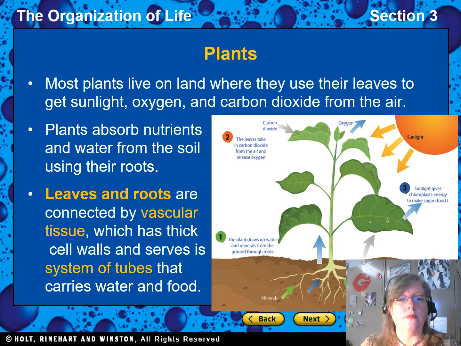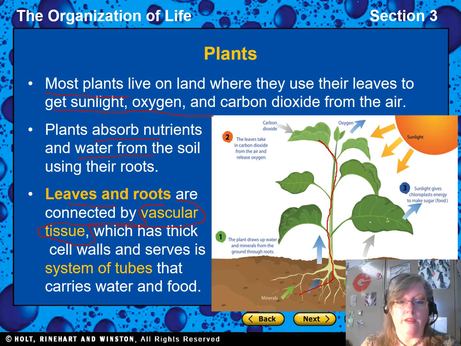All right, so most plants live on land so that they can get their sunlight and oxygen for the photosynthesis. And they're going to pull water and nutrients from the roots. And then the leaves and roots are connected, this is a new thing for you, by vascular tissue, which is basically a fancy word for tubes. When you're talking about the blood vessels and veins in your body, we call that your vascular system. It's another fancy way to say tubes.